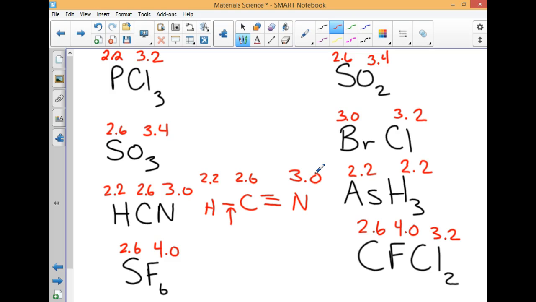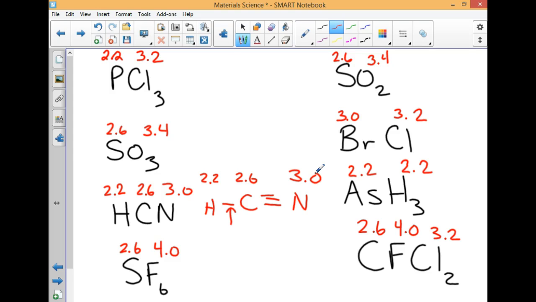Question number 4. The difference between the two sides is 1.4. This makes sulfur hexafluoride a polar covalent molecule. Question number 5. The difference between these two sides is 0.8, so it is polar covalent. With this molecule, there's only a difference of 0.2. The electrons are going to be shared fairly equally. This is a non-polar covalent molecule.